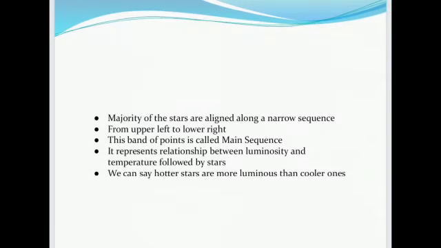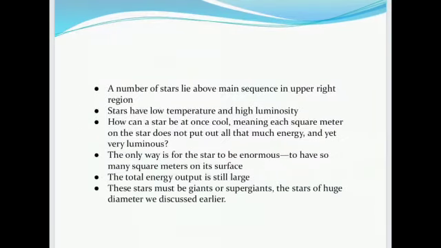So coming to next slide. Now we can see some stars lie above the main sequence. So earlier I have said that main sequence is the portion from upper left to lower right. So above the main sequence, some of the stars are aligned. So these stars are aligned in the upper right region. So the stars which will have low temperature and a high luminosity.